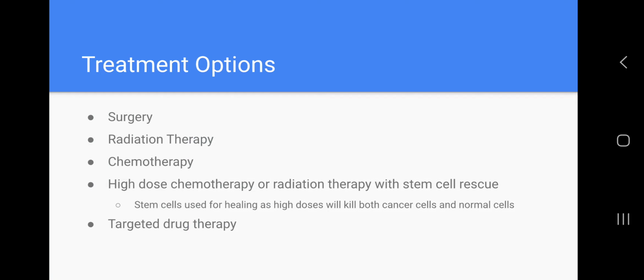One that I found interesting was high-dose chemotherapy or radiation therapy with stem cell rescue. So this differs from your normal radiation or chemo because you're using a higher dose. So that higher dose is going to be more effective at obliterating these cells. However, it also is going to affect your normal cells. So they give stem cells to heal and replace these cells. That's why it's a stem cell rescue. There's also targeted drug therapy, which is using drugs in a targeted manner, as the name says, at the neuroblastoma area.